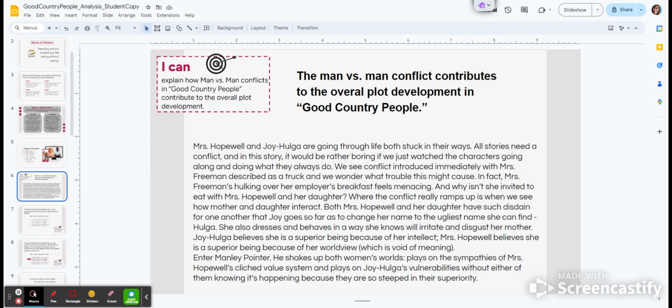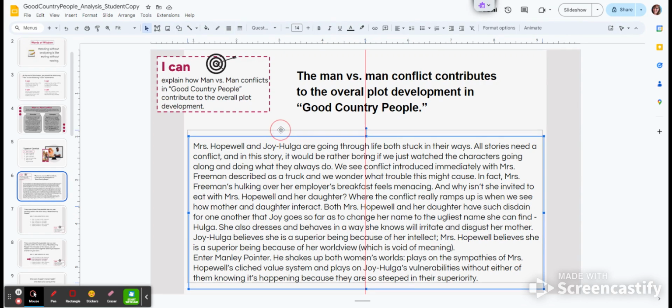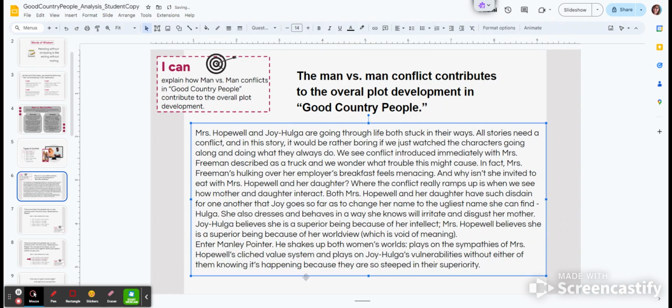Joy Hulga believes she's a superior being because of her intellect. We see that over and over. And Mrs. Hopewell believes she is a superior being because of her worldview, which we know she uses these pat phrases, these cliched phrases that are void of meaning. And then enter Manly Pointer, who shakes up their world and then some.